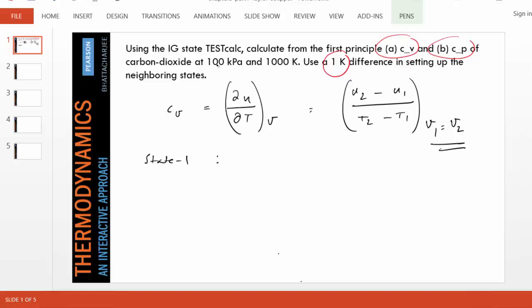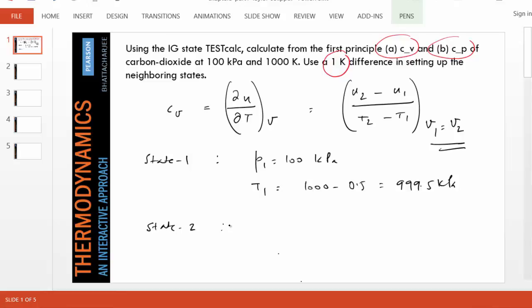with, of course, the pressure that is given to us. Pressure equals 100 kPa. So temperature at 1 should be about 1000 K, but we can say 1000 minus 0.5. So that will be one of our states.